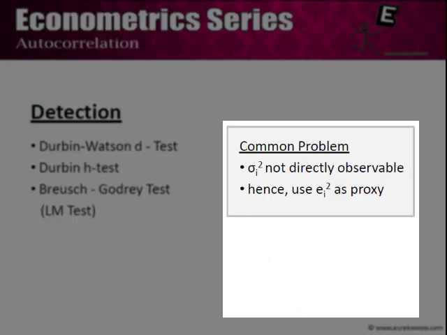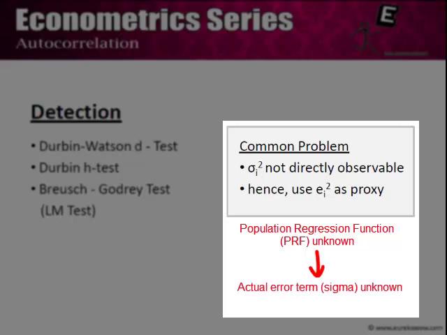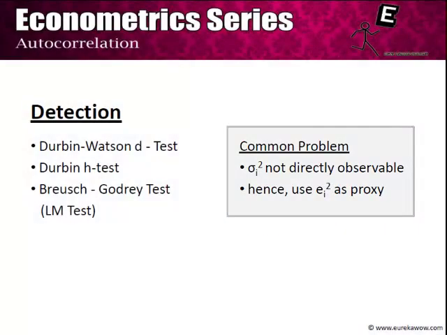As far as detection of autocorrelation is concerned, we face the same problem that we do in the case of heteroscedasticity and multicollinearity. That is, since the population regression function or the PRF is not known, we do not know the actual error term, which is sigma i. That is, sigma i square is not directly observable. Hence we need to make a proxy for sigma i square and use ei squares as proxy for the actual sigma i squares. Hence all the tests that we talk about here are probabilistic cases, that is, they assign a certain probability that autocorrelation is present.